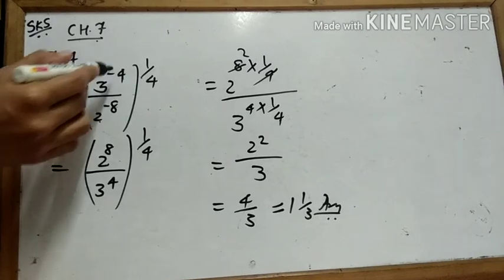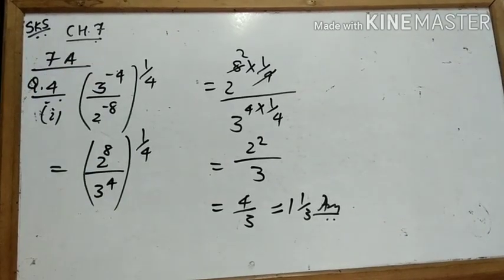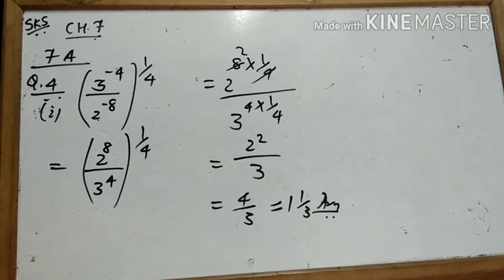The key point was negative 4 becomes positive 4. You have to change the numerator to denominator. That was discussed at the start of the lecture.